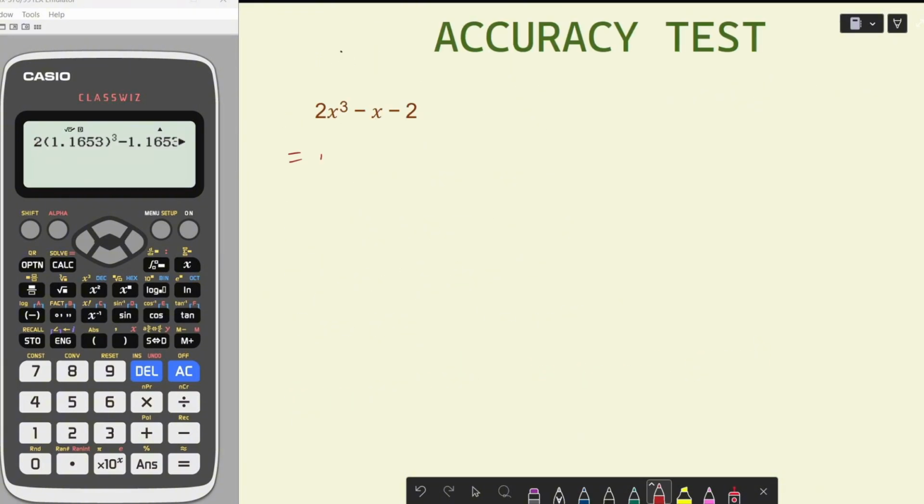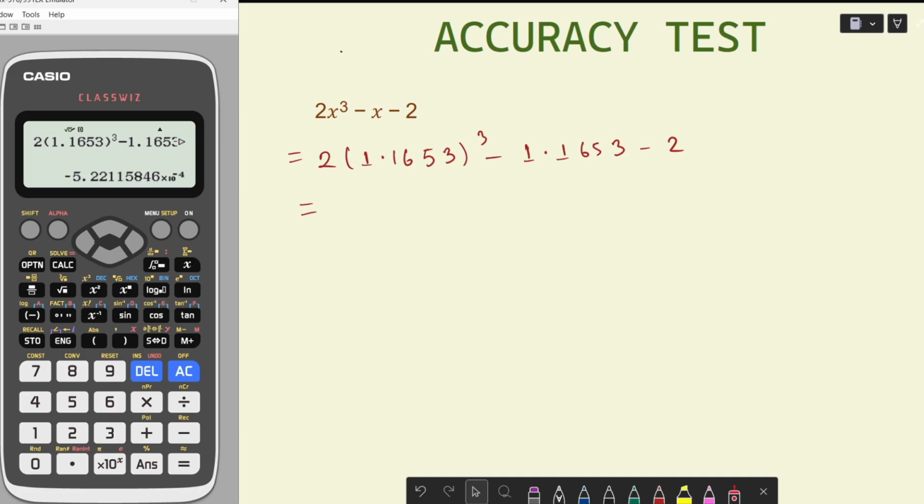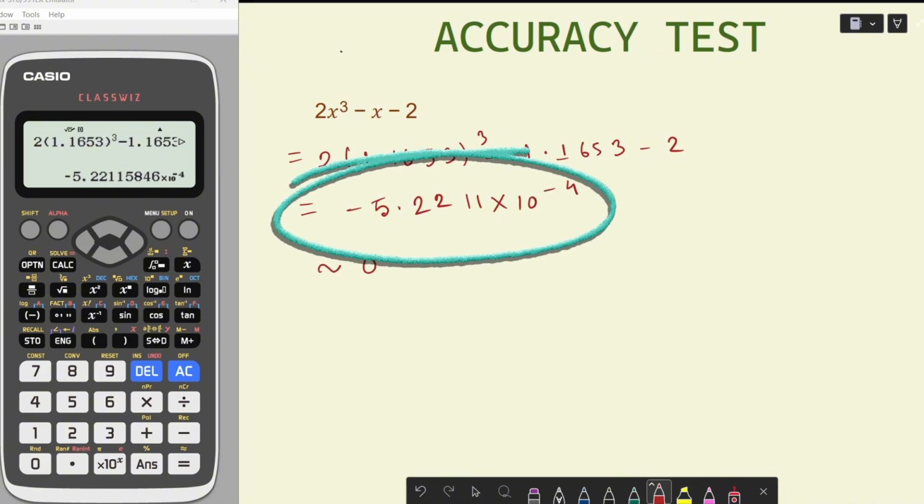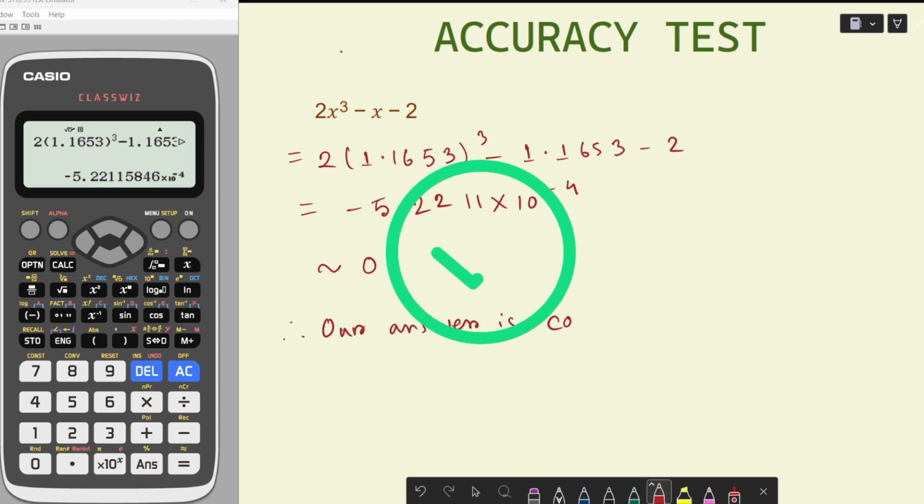We can also perform an accuracy test to check the accuracy of our answer. Just put the value of the answer in the equation. And we get 5.22 times 10 to the power of -4, which is very close to 0. Therefore, our answer is close to accurate.